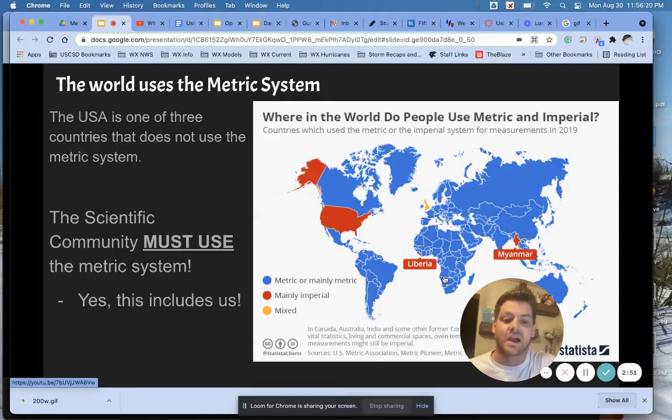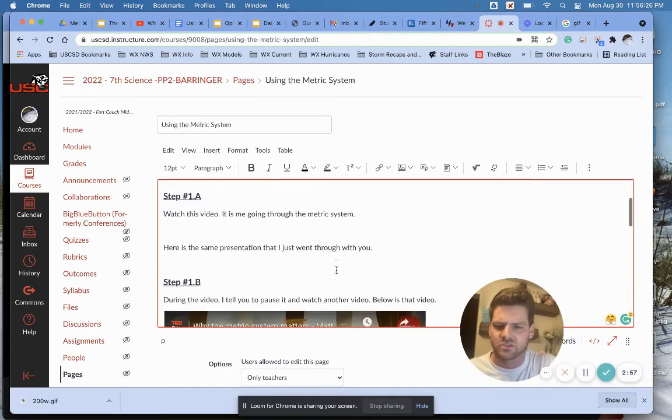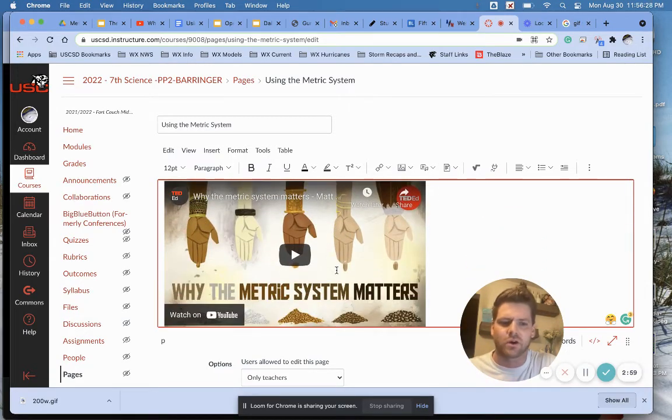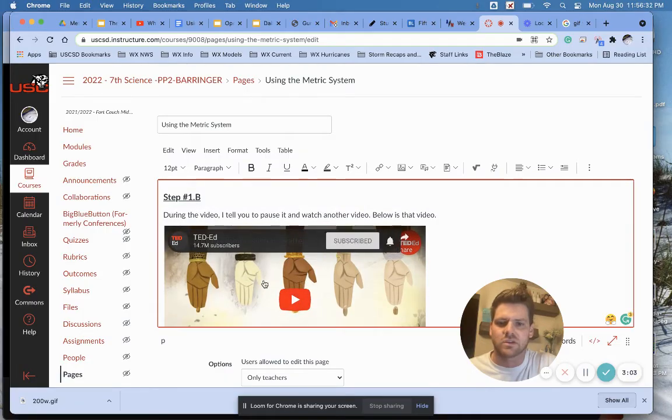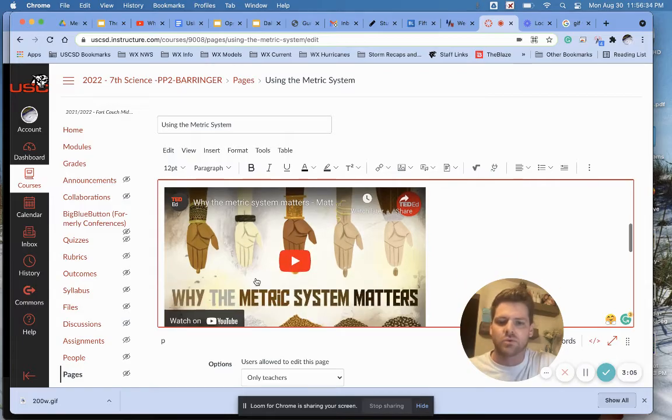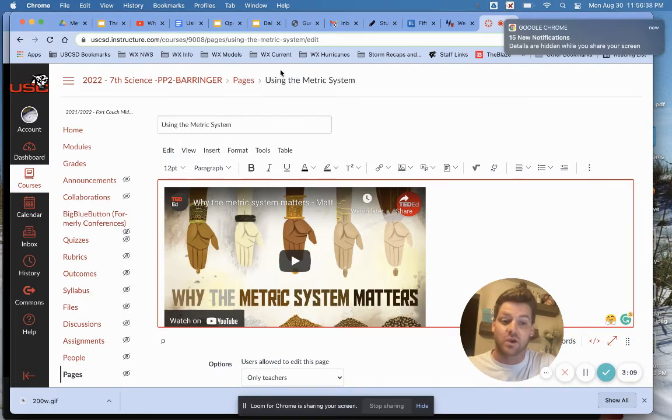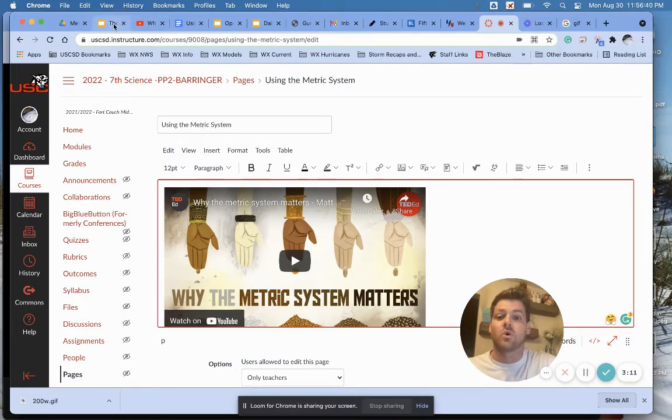Okay. Now, at this point in the video, there is an awesome video that I have attached on Canvas. And this is a little bit of the editing view, but when you get on your Canvas page, you'll see something that looks like this. It is step 1B, but it will look exactly like this, why the metric system matters. I want you to pause this video, and I want you to go and watch this video, the why the metric system matters. Okay, go ahead and pause that video.